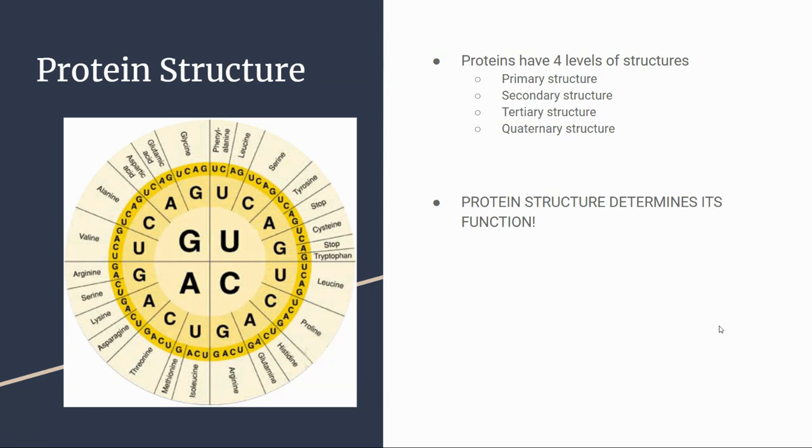All right, so proteins have 4 levels of structures. You have primary structure, secondary structure, tertiary structure, and quaternary structure. This next bullet is all caps, and it's because it's important. It's going to be something that comes up throughout this entire class. Protein structure determines what its function is. So how a protein is put together will tell that protein what job it's supposed to do.